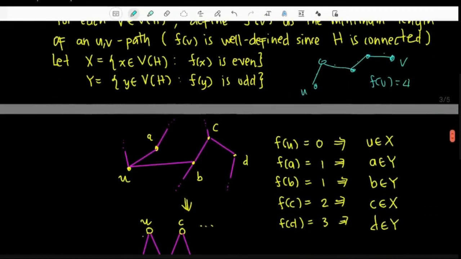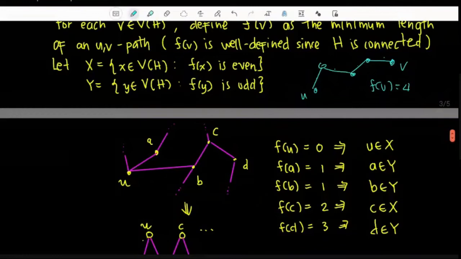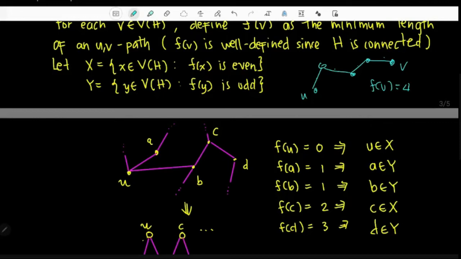Let's have a picture so that we can understand it clearly. Suppose that this is part of our graph. Starting from U, any other point in H must be connected to U, so there is always a path from U to any vertex in H. Let's say H has other vertices A, B, C, D. If we take a look at this graph, there's an edge connecting U and A, right? There's an edge connecting U and B, and then B is connected by an edge to C, and C is connected by an edge to D.